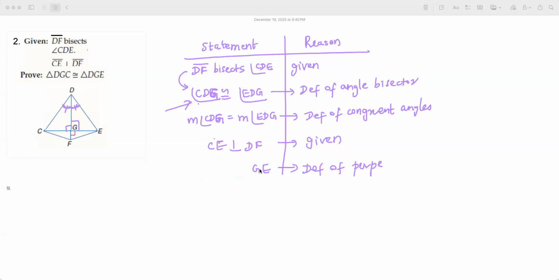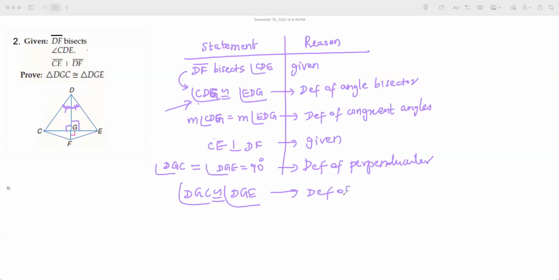Johan, before this, I would want to write, if it is perpendicular, then that means what? I would say DGC is equal to DGE is equal to 90 degrees, definition of perpendicular, right? Yeah. Then what did you say? What you said made sense. Then DGC is congruent to DGE. Yeah, go ahead.